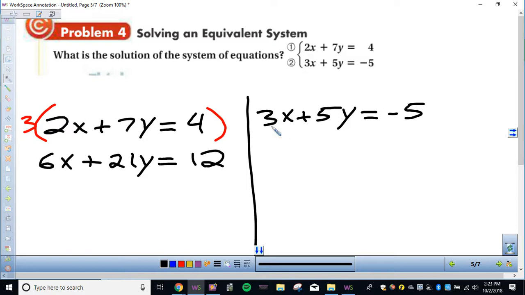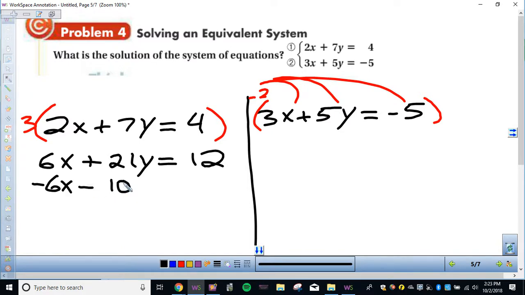So what do I have to multiply it by? Negative 2, right? So that's a key move there. Multiply that second equation by negative 2. Distribute into all 3 parts. A lot of students will forget to distribute across the equal sign as well, so just be careful with that. We get negative 6x minus 10y equals 10. Now, the x's are going to cancel.